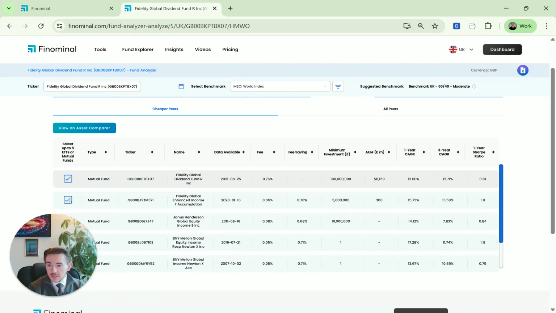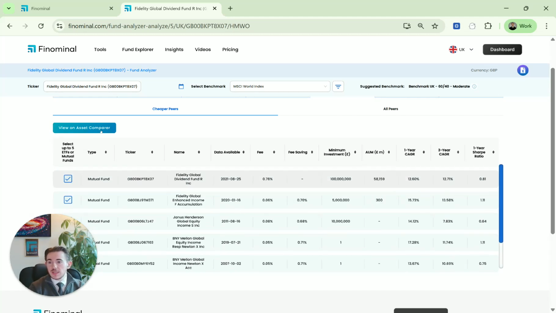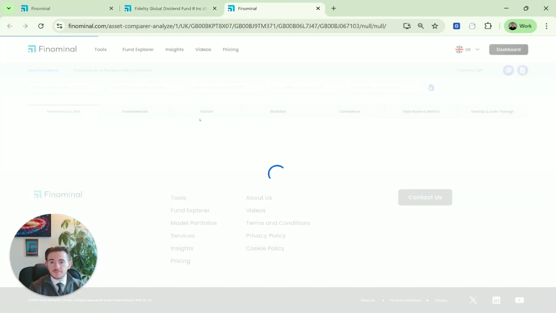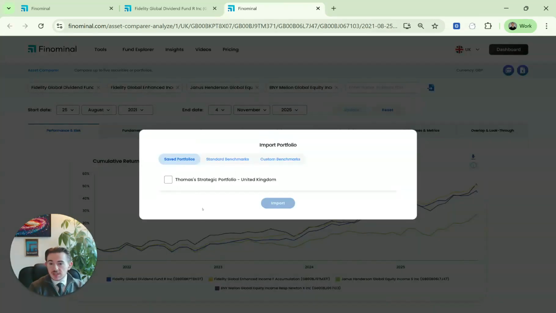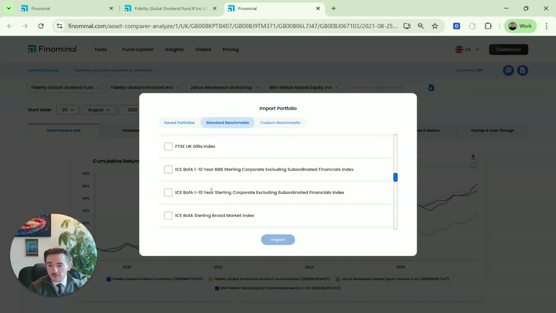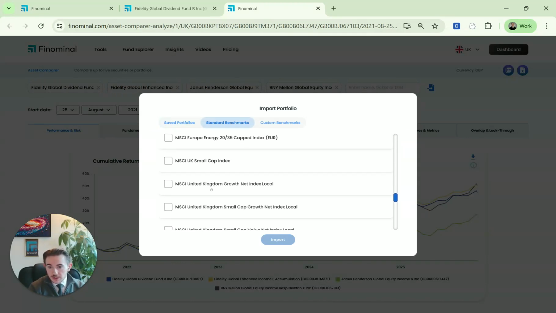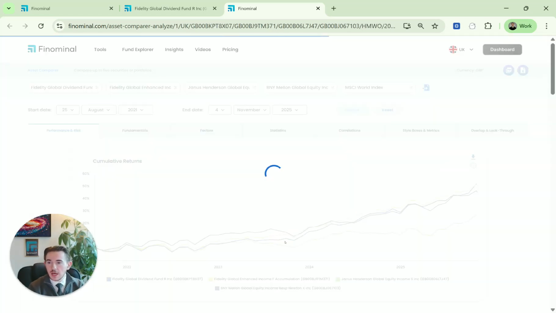So now I'm going to select the top 3 others, and we'll put this in the asset comparer. I am also going to select the MSCI World again as the benchmark, as we saw. And you can select any saved portfolios that you have or the other standard benchmarks that we have. As highlighted, are we doing the MSCI World? Here we are. So let's see how this fund has compared.